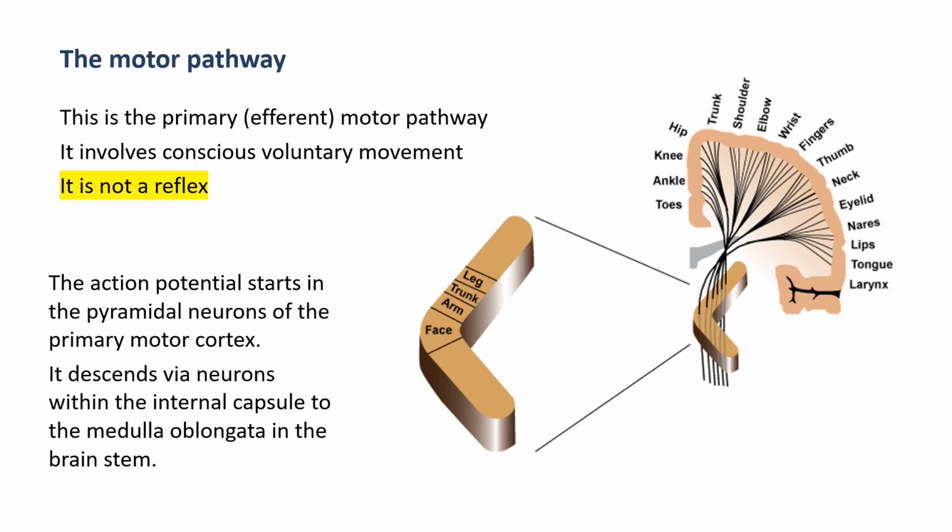It descends via neurons within something called the internal capsule. This is like a big tract, but it's arranged a bit like a filing cabinet. So the internal capsule, as you can see there, keeps the origin of those neurons all nice and tidy. So if they come from the leg, they go down the internal capsule in a specific part of the internal capsule. Yes? So they carry on down the internal capsule, and then they get to the medulla oblongata in the brainstem.